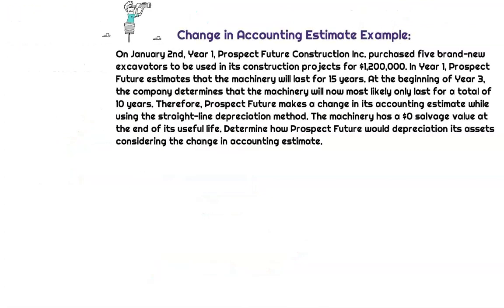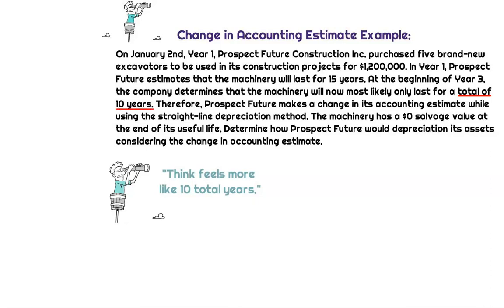Alrighty, so let's take a look at the example now and really break this out to give you that aha moment. On January 2nd, year 1, Prospect Future Construction Inc. purchased 5 brand new excavators to be used in its construction projects for $1.2 million. In year 1, Prospect Future estimates that the machinery will last for 15 years. At the beginning of year 3, the company determines that the machinery will now likely only last for a total of 10 years. Okay, so this is key. Whenever you see the word total in a change in estimate, we've got to circle it, underline it, whatever we need to do, because the total of 10 years is going to be important. Let's continue reading.